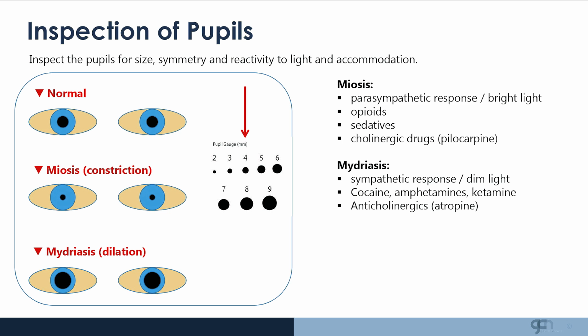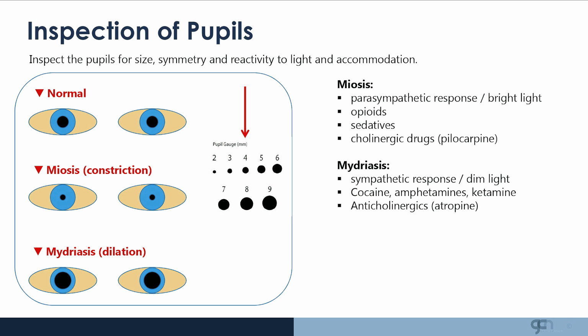The pupils may appear constricted, and this is known as miosis, so they may be 1, 2, 3 millimeters. And this may be due to a normal parasympathetic response to bright light, or it could be as a result of drugs such as opioids or sedatives, or any drugs that potentiate the parasympathetic response, such as cholinergic drugs such as pilocarpine. Or the pupils may appear dilated, and this is known as mydriasis.